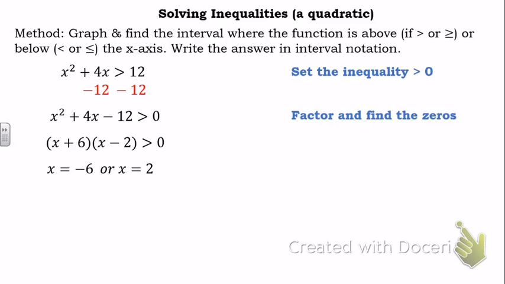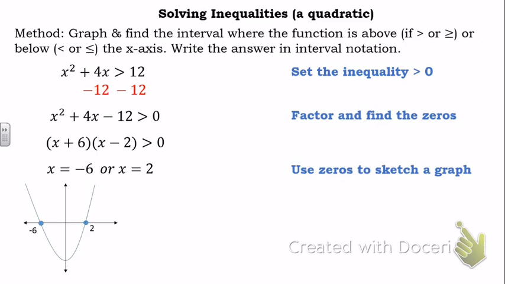So now I'm going to use the zeros to sketch a graph of the function. So I'm going to plot my negative 6 and 2 on my graph. Remember, I'm just doing a little sketch. It's not perfect. But then I know because a is positive that the quadratic is going to open up like that. And now I have a sketch to tell me where the function is going to be greater than 0, where it's going to be above the x-axis.